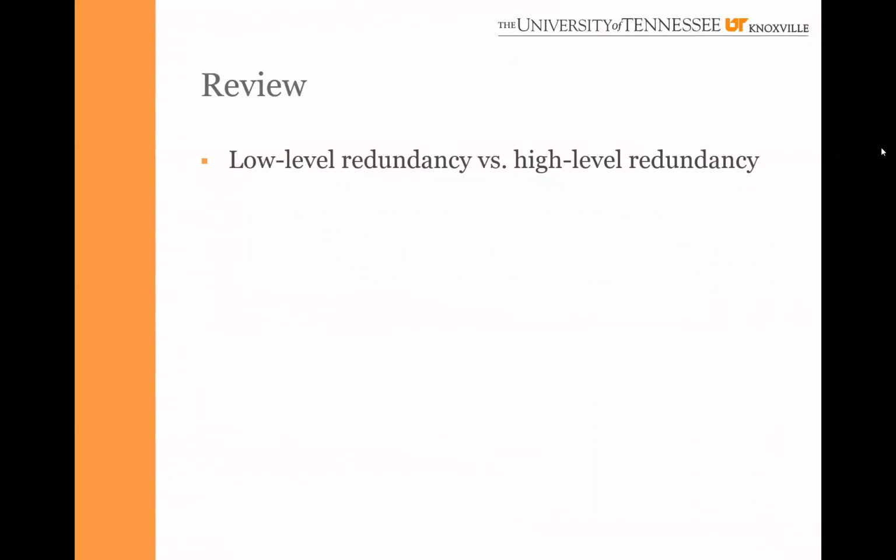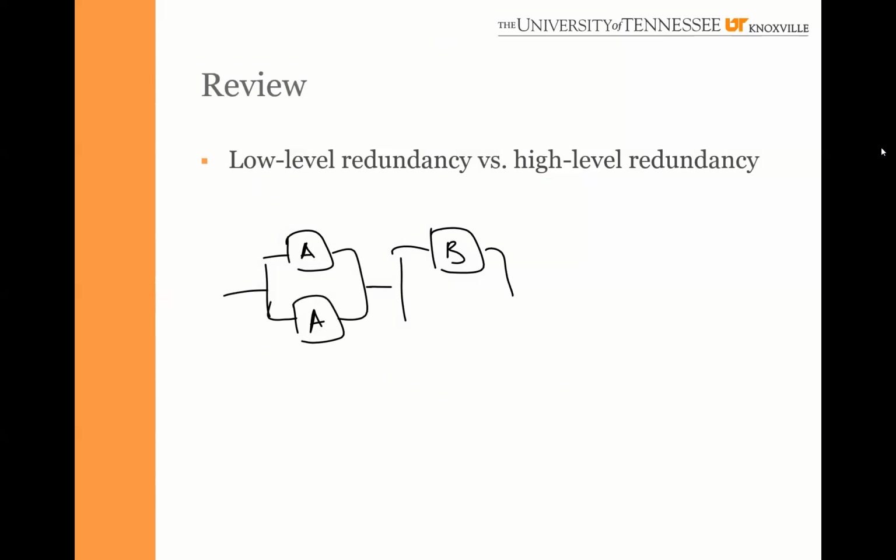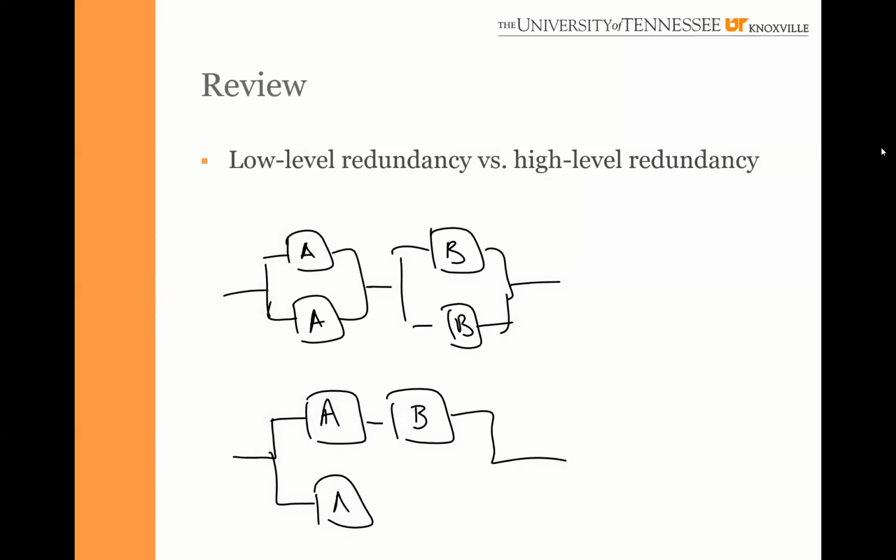I'll start with a quick review and then we go to complex systems. Okay, so low level redundancy, high level redundancy, right? What is low level? What is high level? Low level is redundancy of each component by itself. High level is the entire system has a redundant copy. So low level will be, let's say I have A and B, and this will be low level because everything has a copy of itself. So there's redundancy at the component level. For the system, high level, then it will be the entire system.